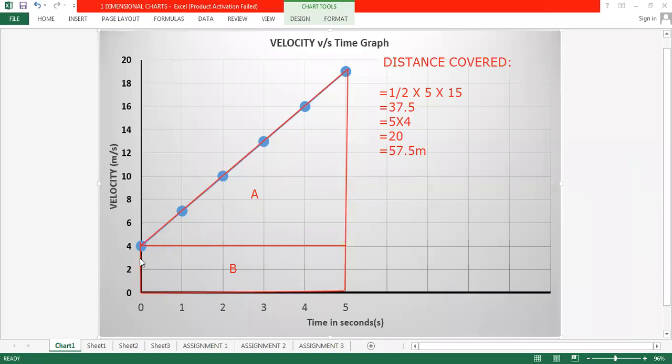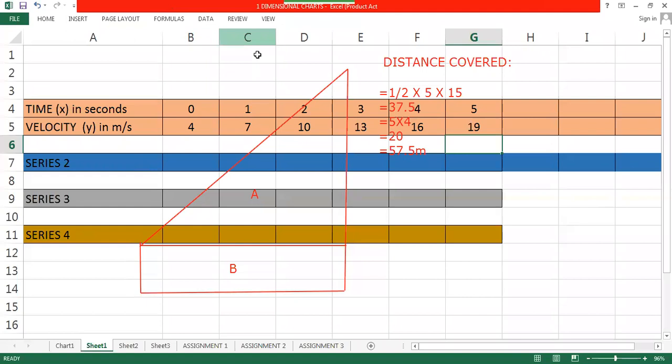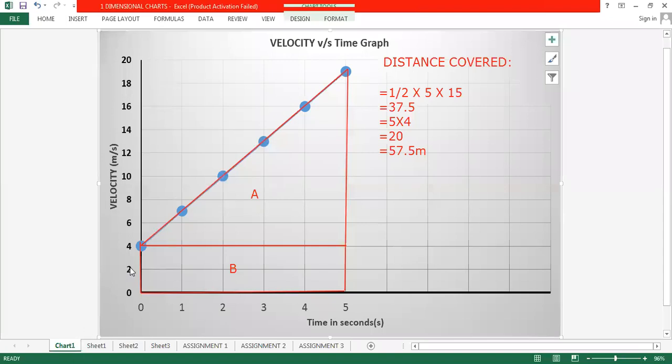This is how the table is. Okay, x-axis 0, y-axis 4, 1, 7, 2, 10, 3, 13, 4, 16, and 5, 19. Okay, class? And this is how the graph looks like.